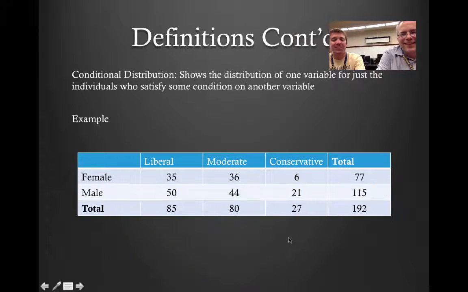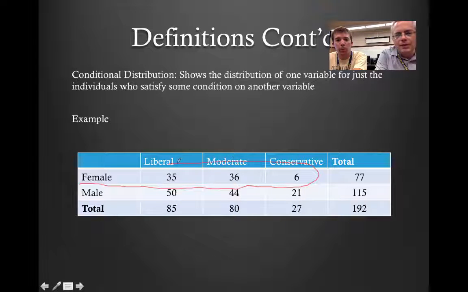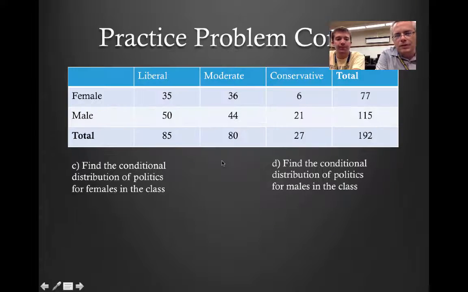All right. Here we go. Now, this is something different, a conditional distribution. We want the distribution of something like politics under the condition that they're female. So we'll only be looking at one row or one column. Conditional distributions, like I just said, are either a row or column. Okay, so next slide, we're going to find a conditional distribution.